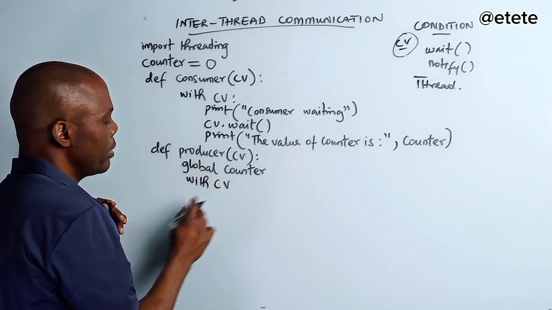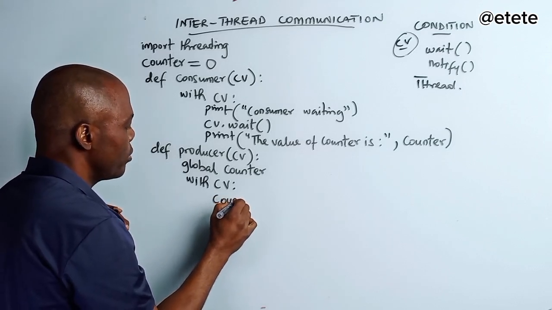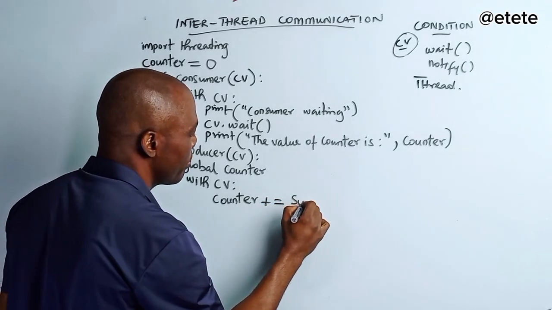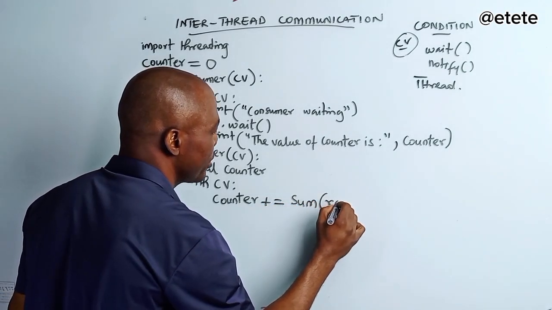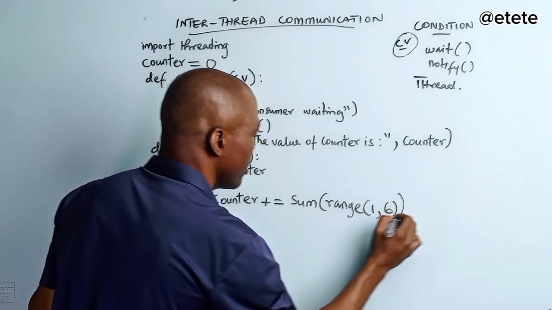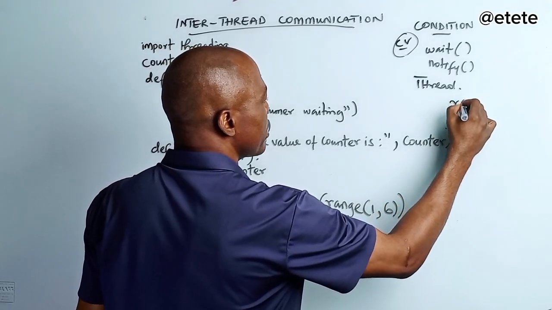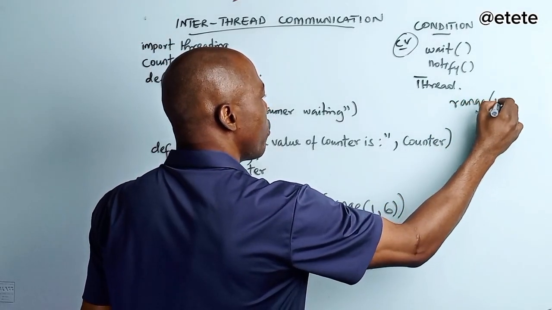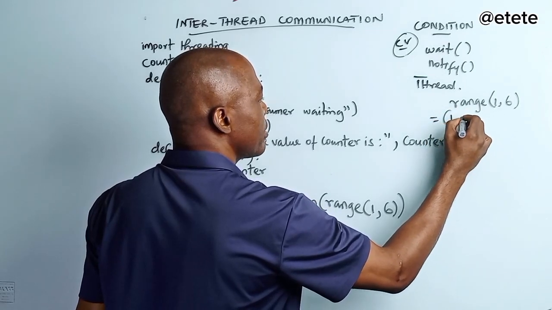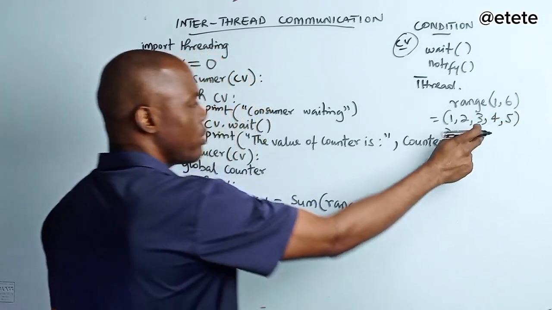So global counter, then also obtain the lock with CV, right? Then go in and do counter plus assign sum of range 1, 6, right? So now what am I doing here? This range 1, 6 is the same thing as 1, 2, 3, 4, 5. That is what that range is.